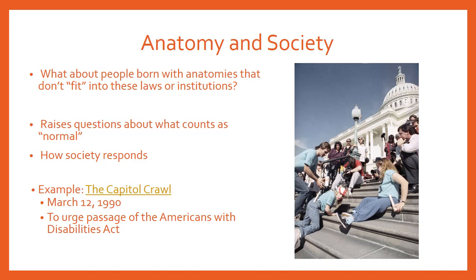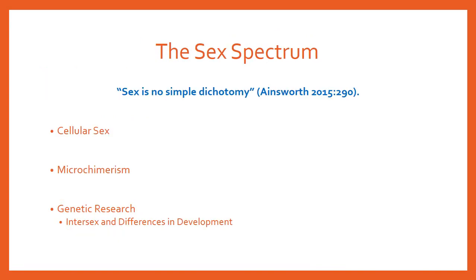So, how does this work when we're thinking about gender and people who fall outside of this male female binary? As we will see with new research and the experiences of intersex people, when people are born with anatomies that don't fit the social rules, they expose the cracks of the anatomical borders that we thought were seamless.